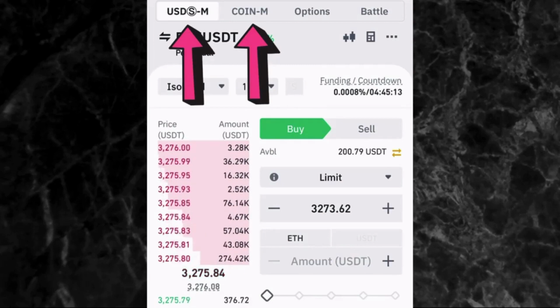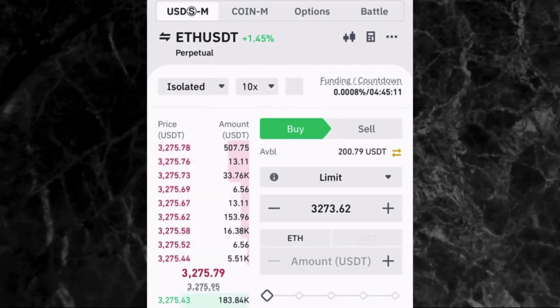Now, they are both futures trading. The difference between these two is the asset you are using to trade. For USDS-M, you are using a fiat currency to trade, and that's USDT. So for this video, I'm going to be using USDS-M futures. For this, we are using a fiat to trade, and that's USDT.